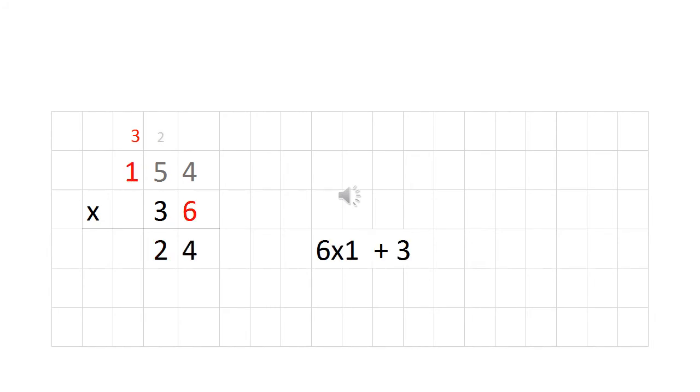Now we're ready to deal with 6 times 1, which is 6, and we've also got that little 3 that we have to add on. So we've got 6 times 1 plus 3, which gives us 9. Let me write that down. There's no extra numbers. The 9 is fitting beautifully in that spot that's just there for one digit. And that means we're all done with multiplying numbers by the 6 out of 36. But we're not done yet.